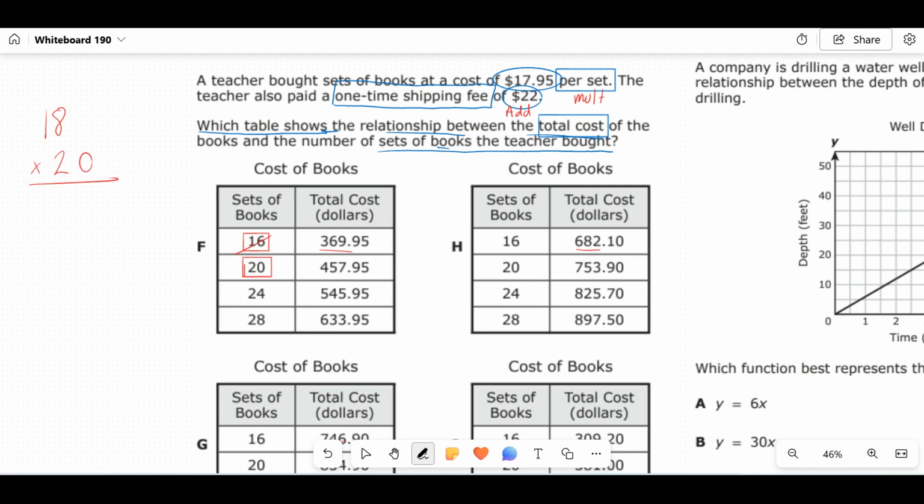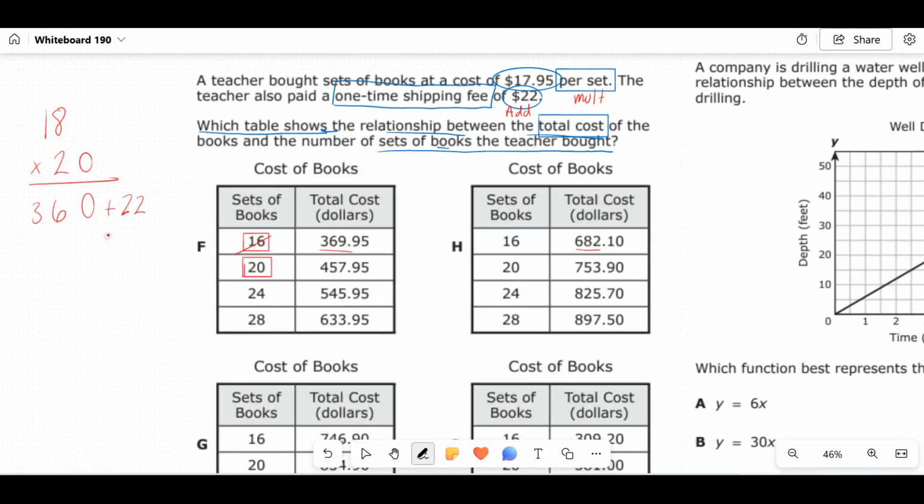When I multiply by 20, I get to bring down to 0, multiply 2 times 18, which gives us 36. And that tells me that for 16 books, it's going to cost approximately $360. It's going to be a little bit less than that, but it's going to be very, very close to that. And then we also have a one-time shipping fee of $22.